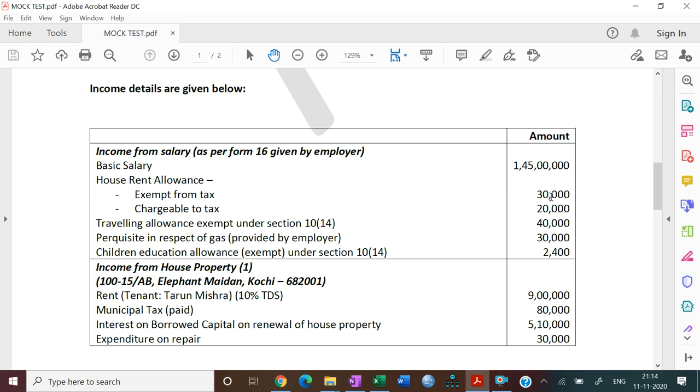Now the next point is traveling allowance, which is covered under section 10(14), and this amount is fully exempt, that is 40,000. Perquisite in respect of gas provided by employer, that is 30,000. Children education allowance, which is covered under 10(14), and this whole amount is fully exempt. Now come to the part of house property.